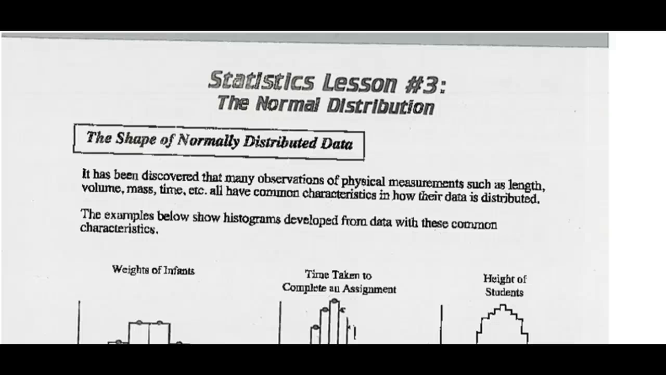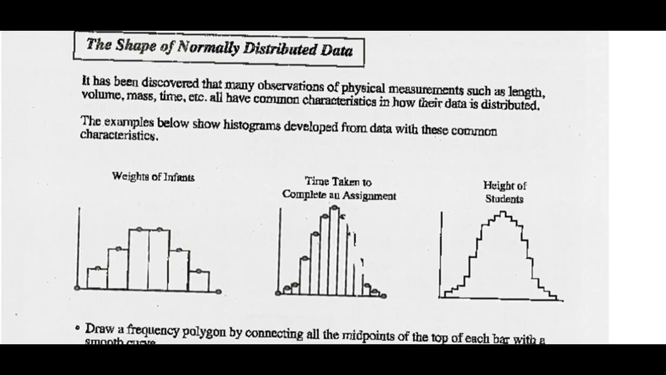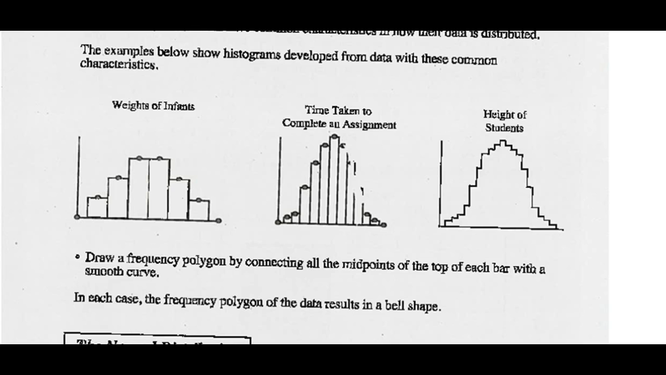Hey, Math 20-2s. Today we're going to look at normal distribution. The shape of normally distributed data has been discovered: many observations of physical measurements such as length, volume, mass, time, etc. have common characteristics in how their data is distributed. The examples below show histograms developed from data with these common characteristics: weights of infants, time taken to complete all assignments, and heights of students.